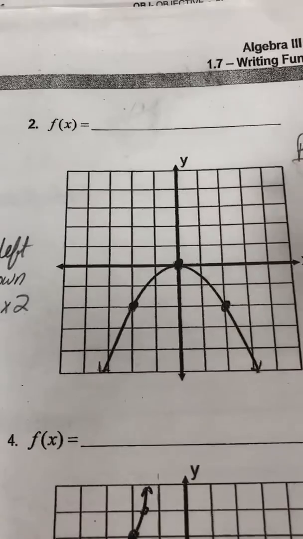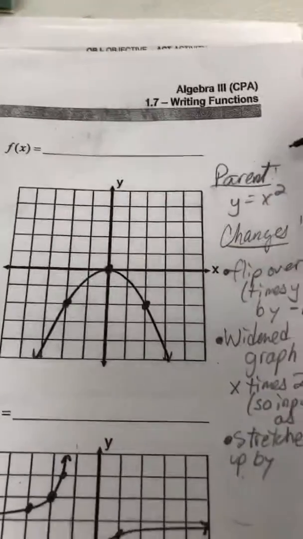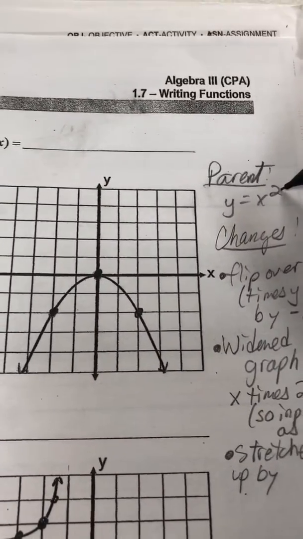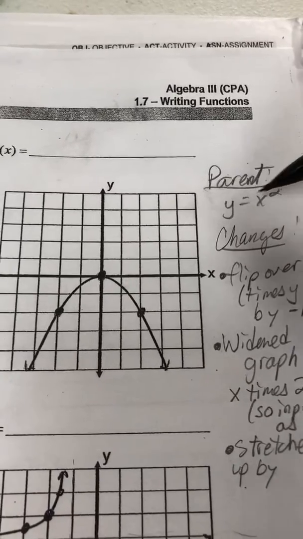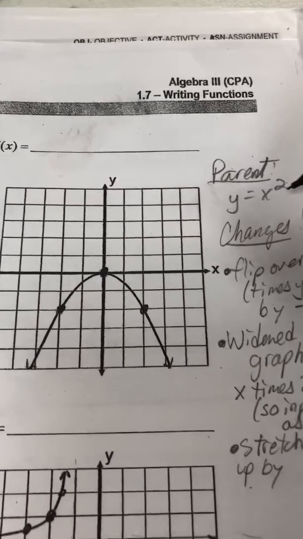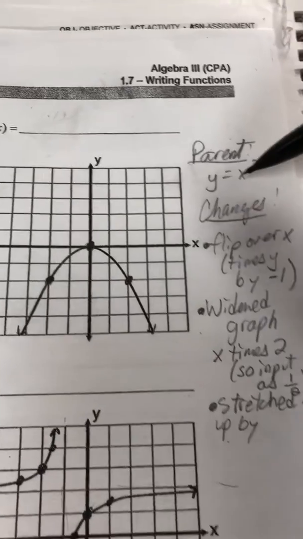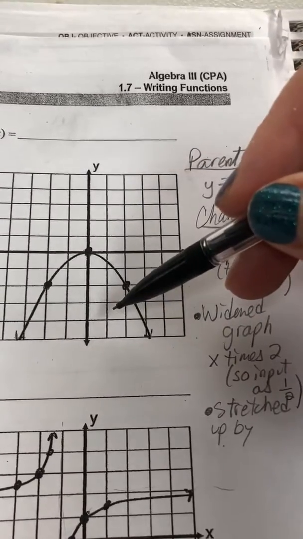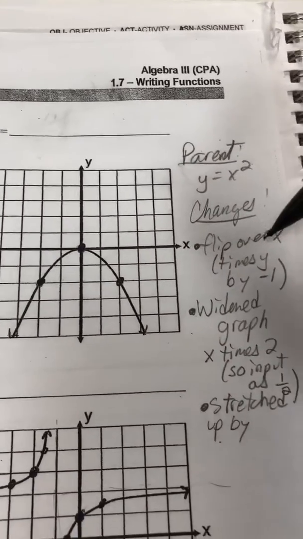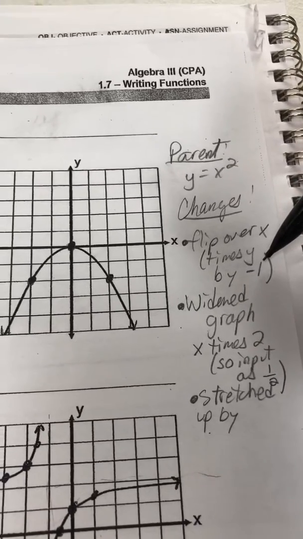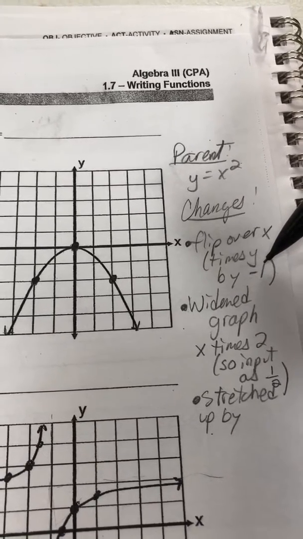So, a couple of things. I notice that the parent function is, or no, I shouldn't say again. It is x squared, right? So y equals x squared. And then the changes that I have. The whole thing's flipped upside down. So how do I acquire that? I'm going to multiply all my y values by a -1. So that'll take care of that flip.